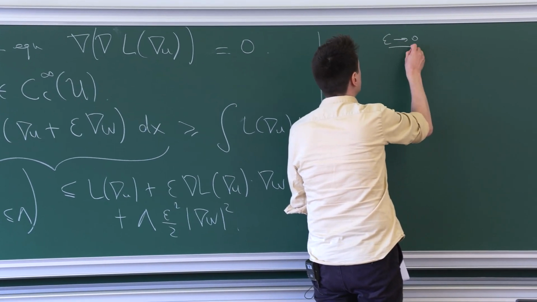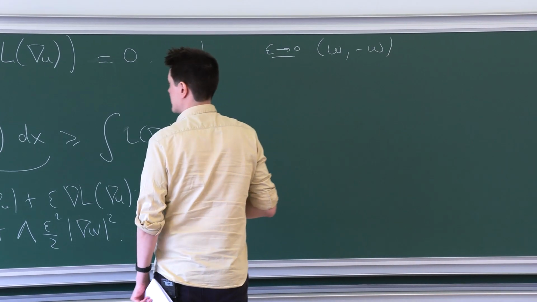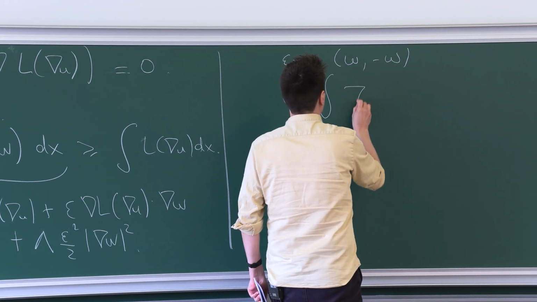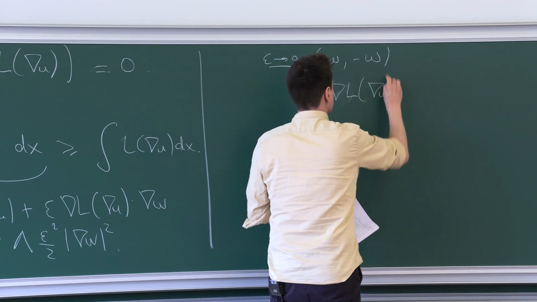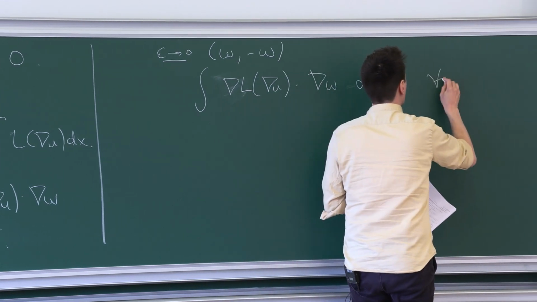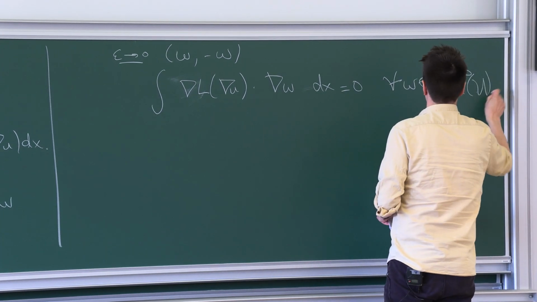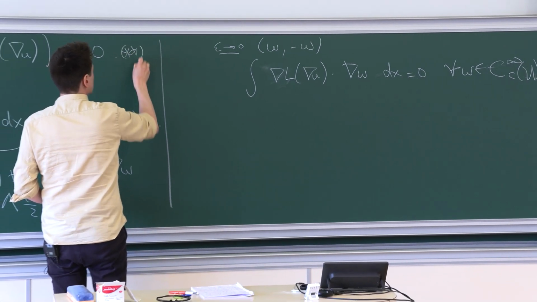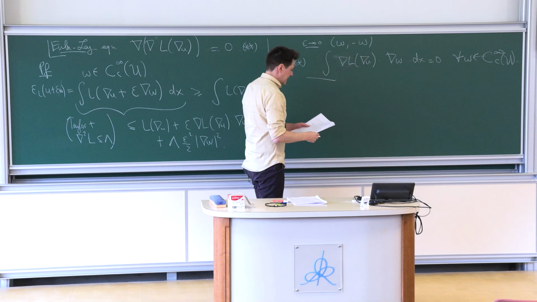You take epsilon going to 0. You take W and minus W. This is the standard variational argument. The second order term will disappear, and you obtain that your minimizer has to satisfy this for all W, C infinity compactly supported in U, which is the weak formulation of that equation. Okay? So we're going to work on that.